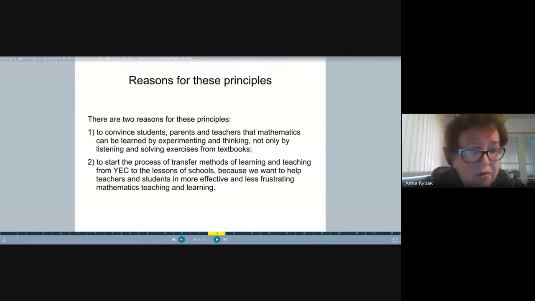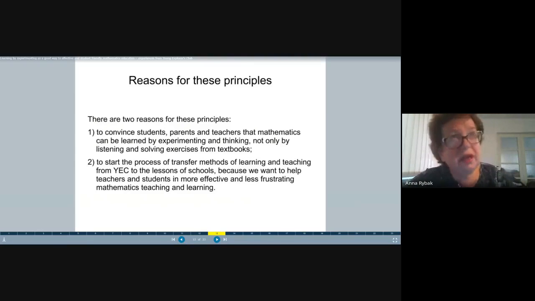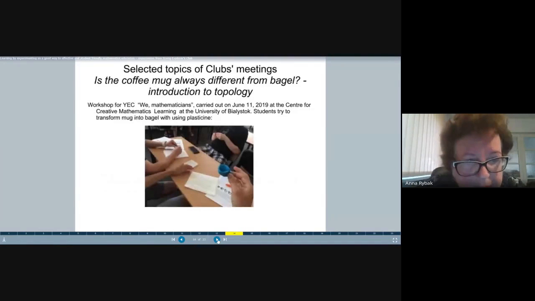But also we wanted to start, and now we have started, the process of transferring methods of learning and teaching from Young Explorers clubs to the lessons of schools. We wanted to inspire teachers to change, at least a little bit, the style of math teaching. Okay, the next, please.